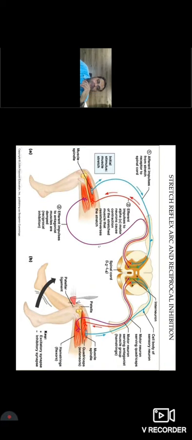So again, just the same concept. You have the stretch reflex arc and the reciprocal inhibition. You have the nerve coming with efferent impulses causing contraction of the quadriceps, right? What happens? It relaxes the hamstring group. And vice versa, when it contracts the hamstrings, it relaxes the quadriceps. And this is what happens in the stretch reflex arc.